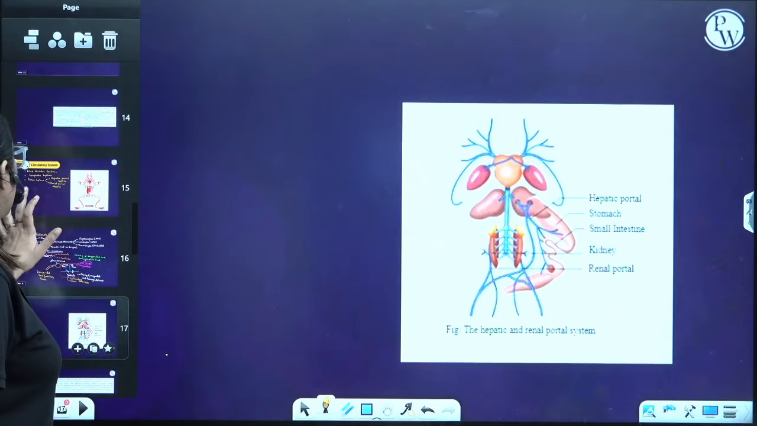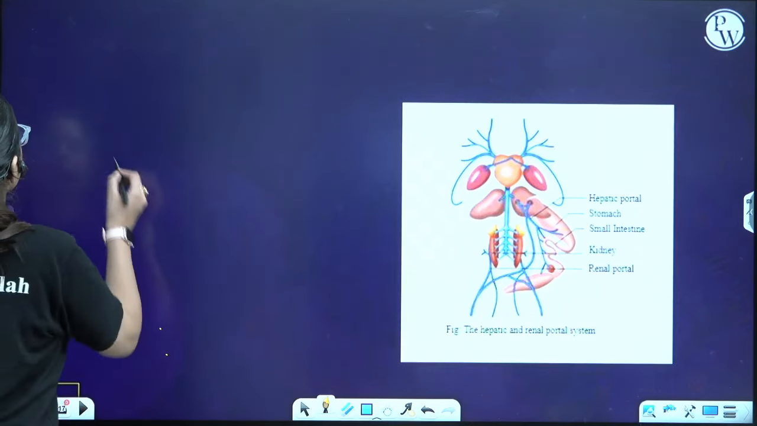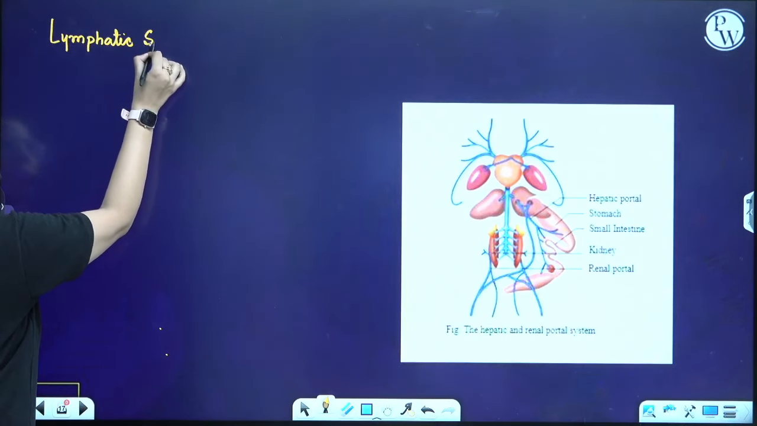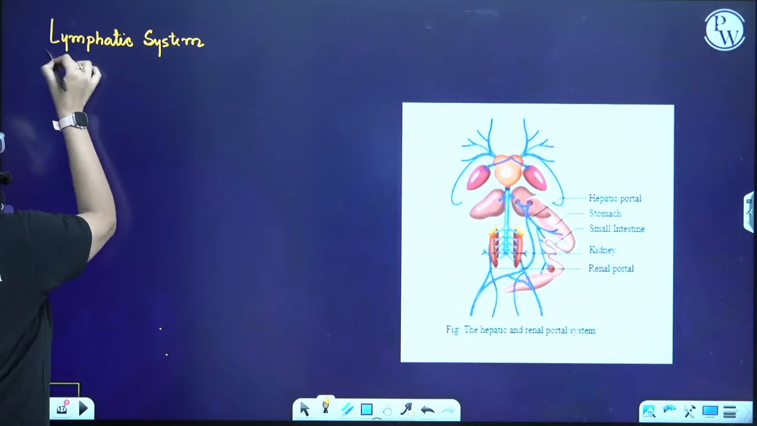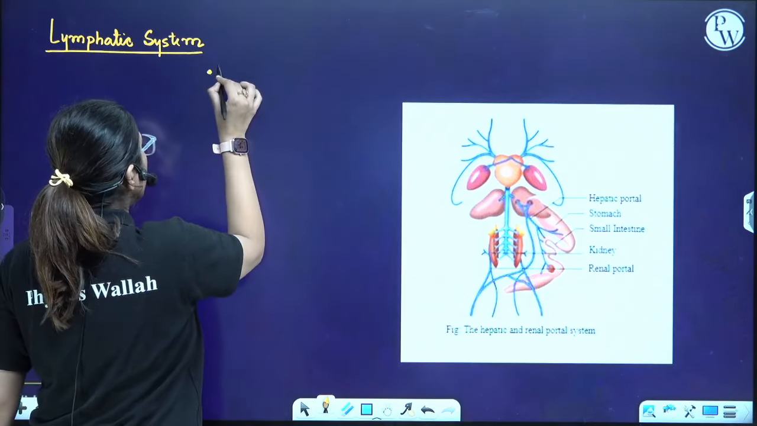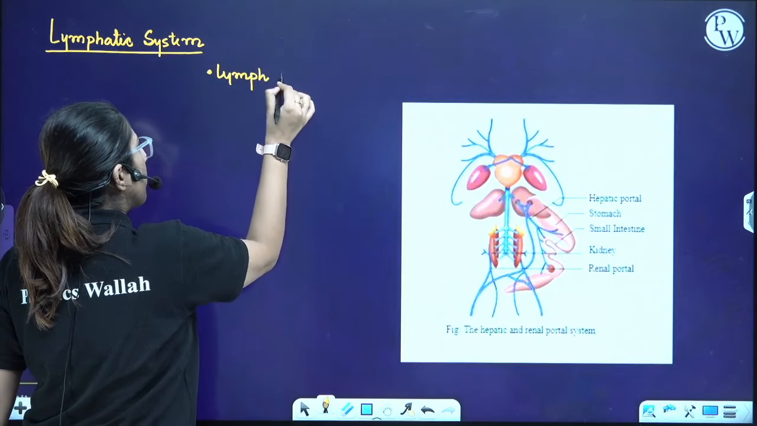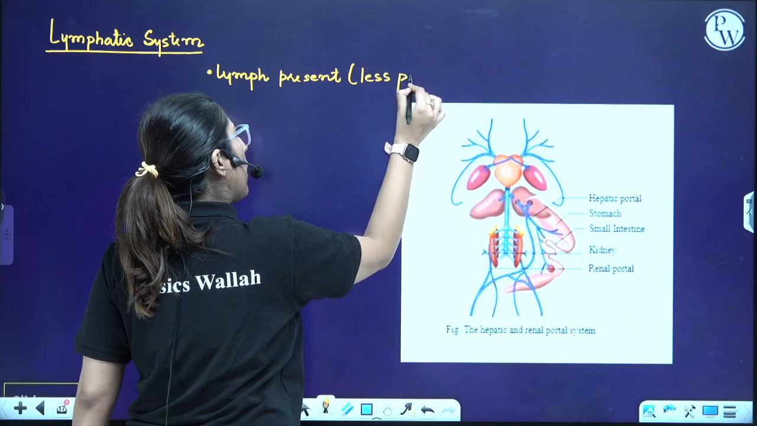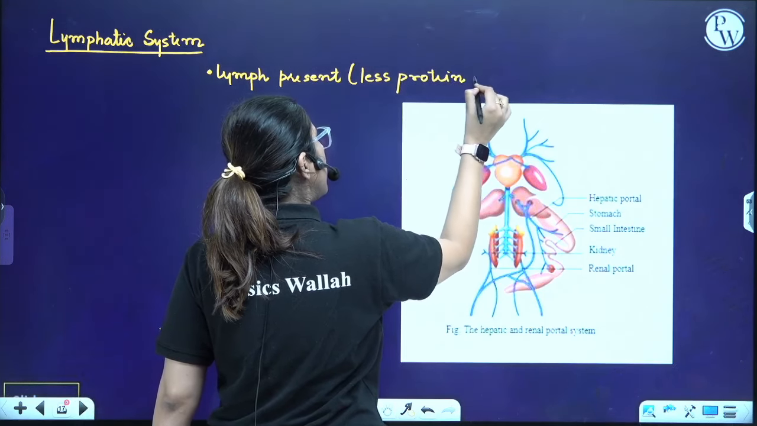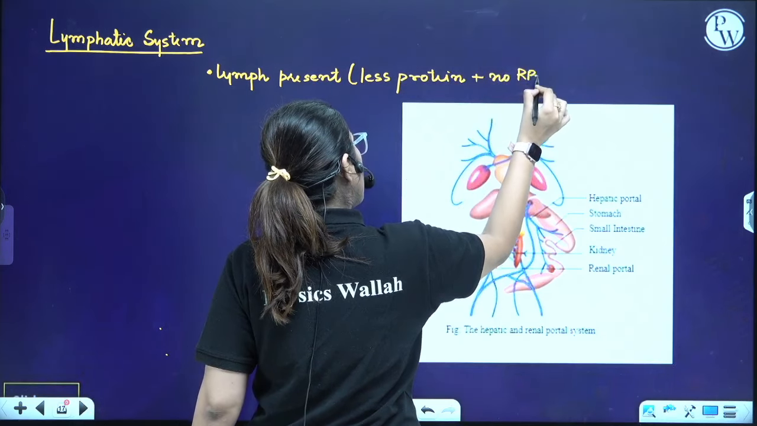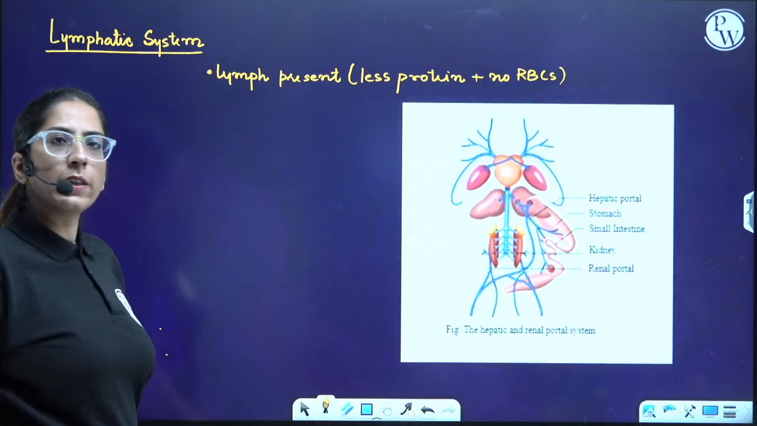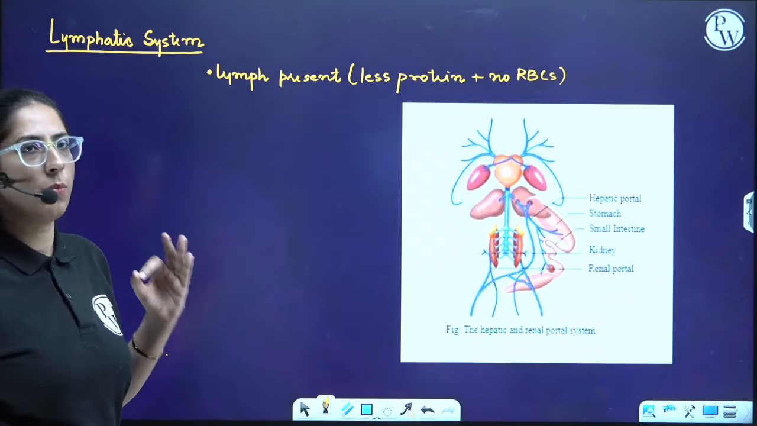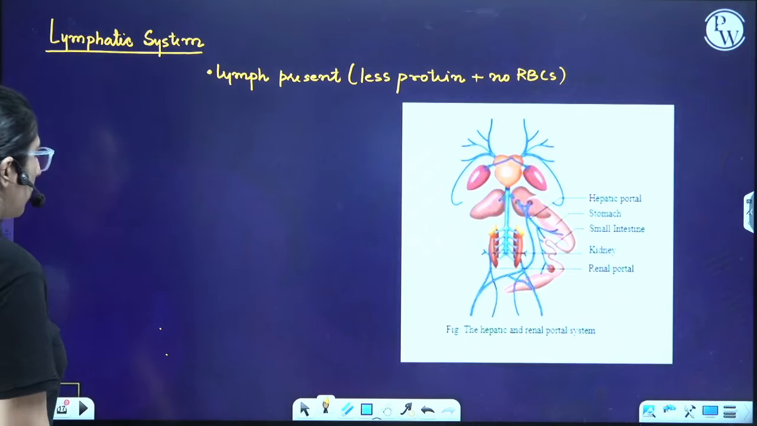So let's talk about the lymphatic system. Here also the lymph is present. Lymph is the fluid where protein is less and there are no RBC. Less protein and no RBC. These are in your NCERT. This also circulates in the proper lymphatic system. They have a proper lymphatic system present in the body. Clear? Let's talk about the portal system.